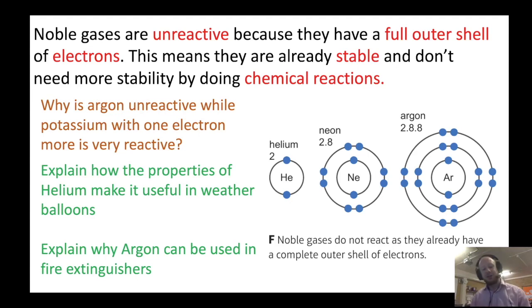So last question, explain why argon can be used in fire extinguishers. Argon is really, really unreactive, and so if you spray argon on a fire, it's going to stop the oxygen from getting there, and therefore it will smother the flame, and you won't be able to have the fire going anymore.